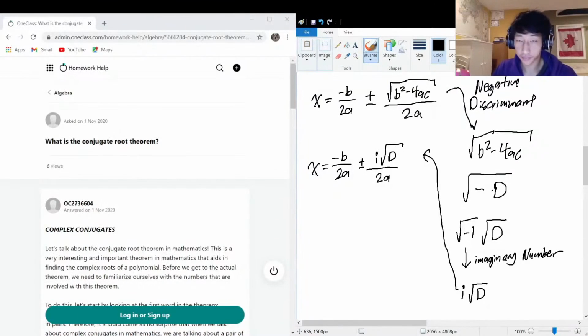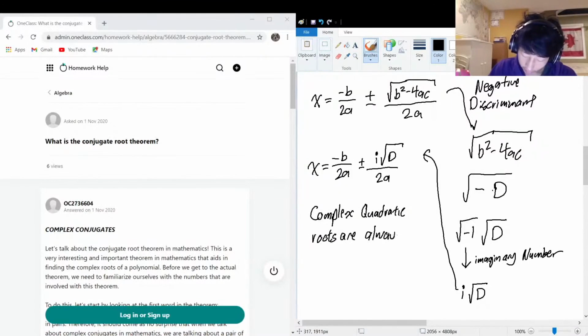So yeah, as you can see, the plus minus makes it so that the complex roots are always conjugates. Complex quadratic roots are always conjugates, as shown by the plus minus in the quadratic formula.